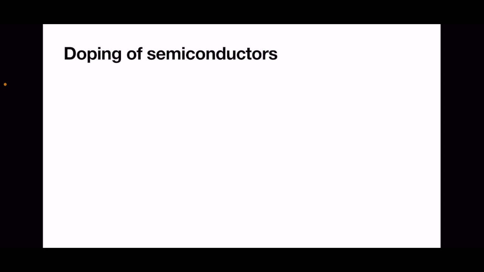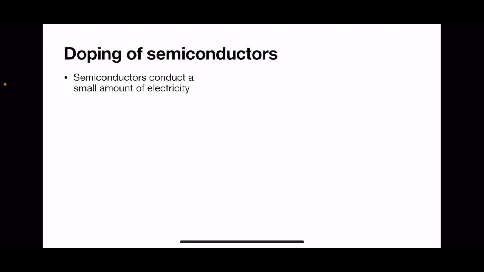Doping of semiconductors. Semiconductors by themselves only conduct a small amount of electricity. However, their conductivity can be changed if we introduce impurities by doping them with other atoms. One type of doping is called n-type doping. N-type doping involves introducing excess electrons or negative charge carriers by adding donor impurities. This is done by introducing an impurity that has more valence electrons than the semiconductor.